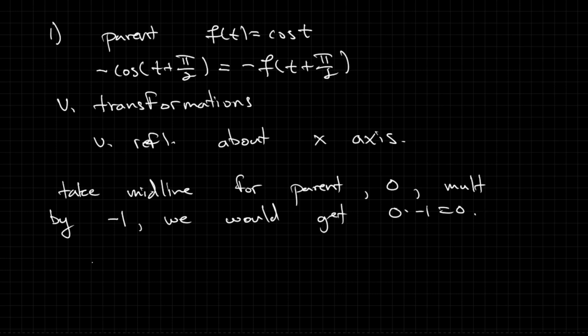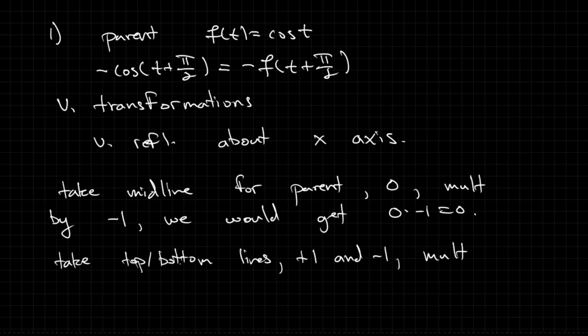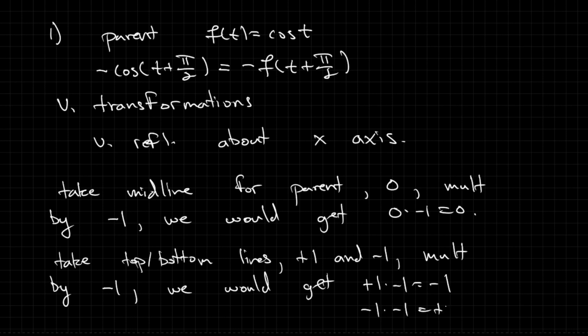To get our top and bottom lines, we'll take the top and bottom lines, which are +1 and -1, and multiply by -1. So we would have +1 times -1, which is -1, and -1 times -1, which is +1.